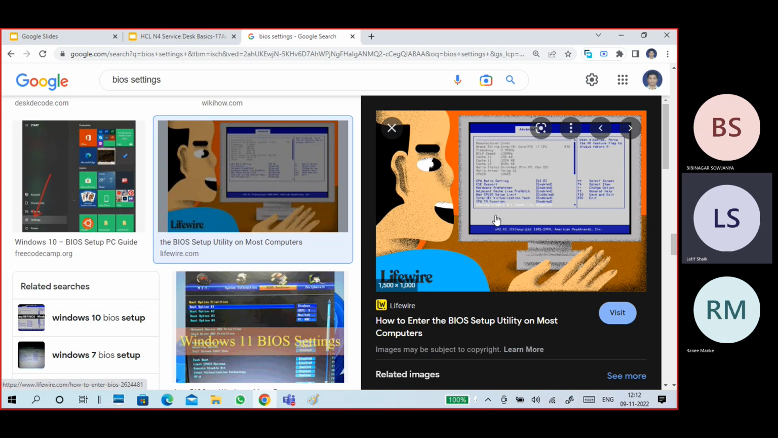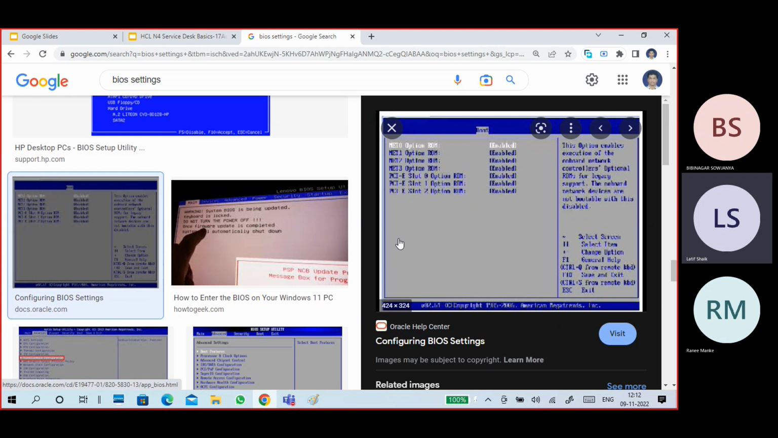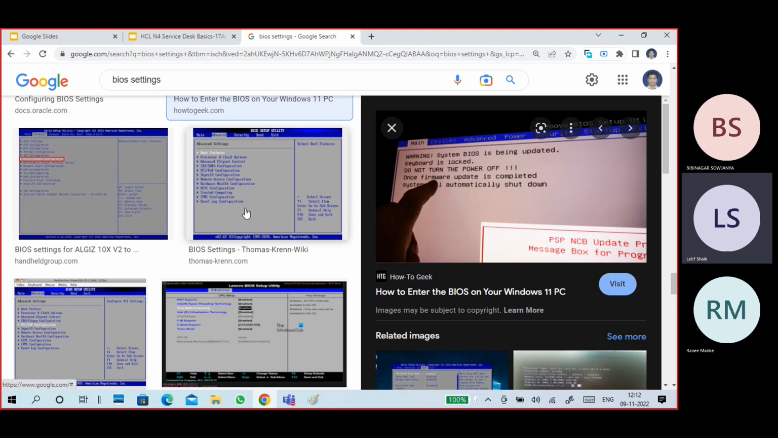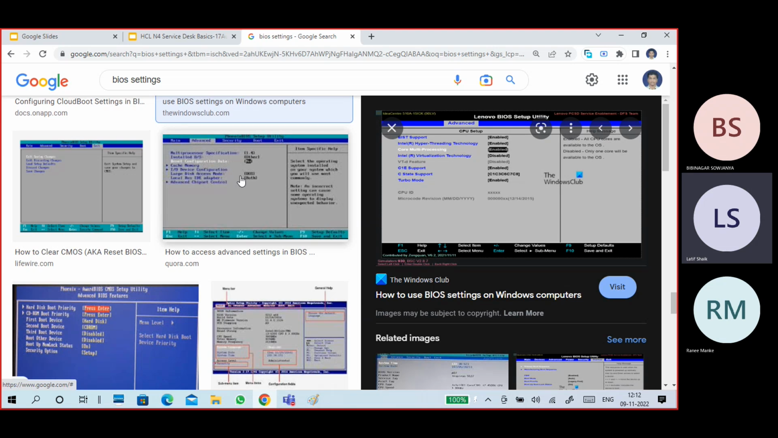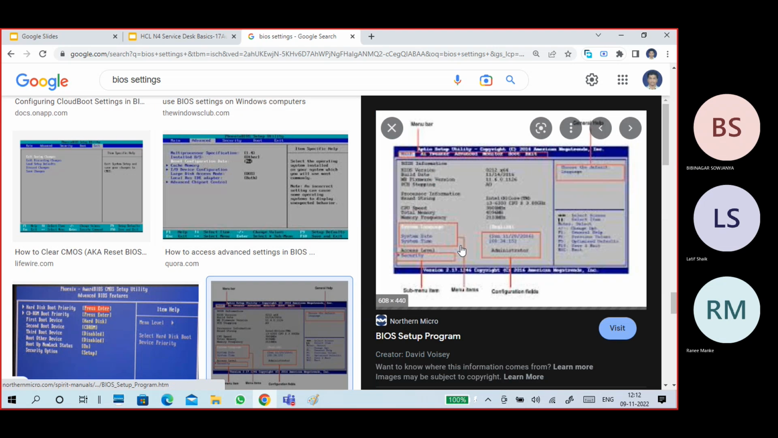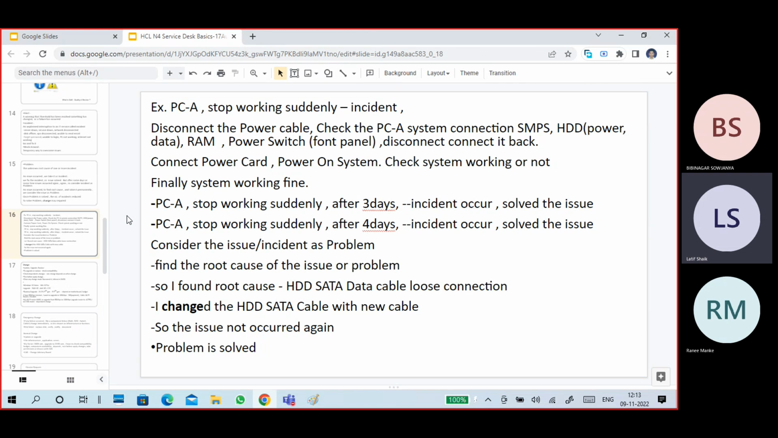So I tried checking for a loose connection. I removed the cable, reinserted the cable, and tried to power up. It is working. The hard disk is now detecting and the operating system is loaded successfully. Okay, that is a good thing. But I was getting the same issue every 3, 4, 5 days. Then what I did, I changed the cable, and the problem was resolved.